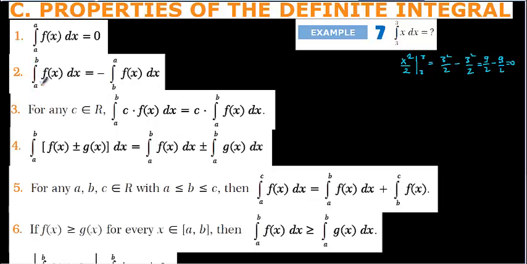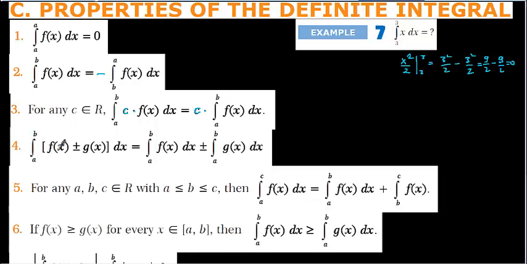Here, from a to b of f(x) dx, when you change the boundaries, you should put a minus sign. And for the third one, the coefficient is not important, so you may take the coefficient in front of the integral. Not important doesn't mean we are not calculating it, only that it doesn't change the integral result.